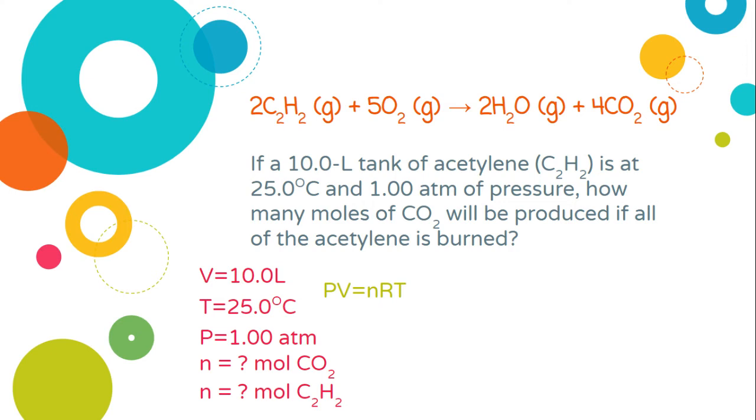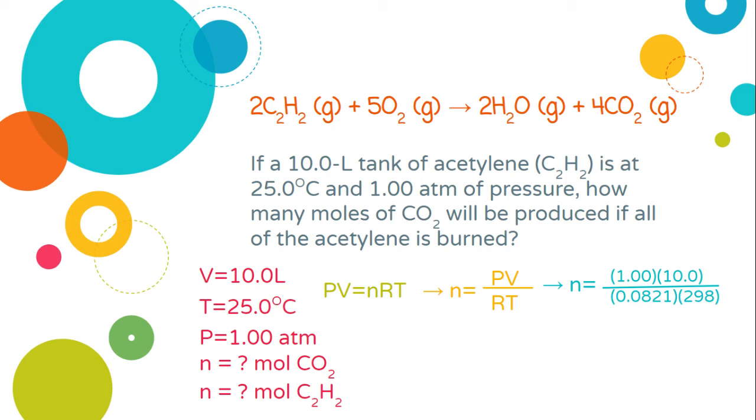So we take our PIV-NERT equation, and we're going to rearrange it because we're solving for moles. When we rearrange it, we divide both sides by RT, and we're going to use this equation to plug in our numbers. When you're plugging in your numbers, I encourage you to keep track of your labels so that you can cancel them out. Make sure that you set up your equation correctly. I just took them out because of space.